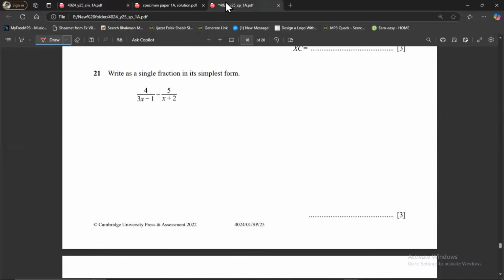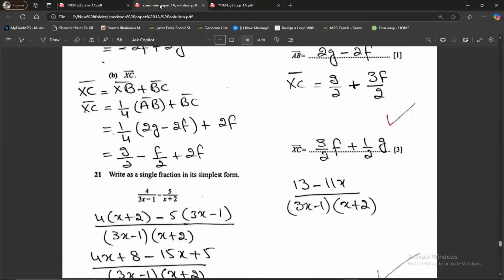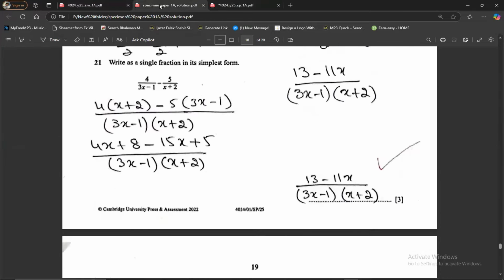Then we have question number 21. He says, write as a single fraction in its simplest form. So here we have two fractions. We will find their LCM. Both these denominators are in the LCM. You divide this LCM by this denominator, this and this cancel. This will multiply with the numerator.